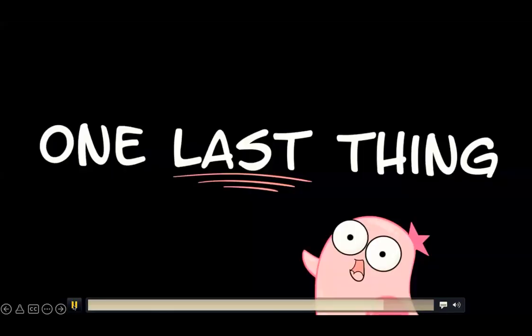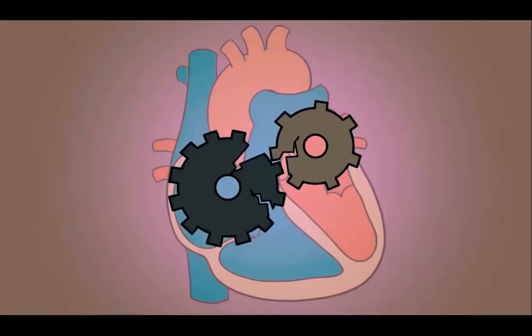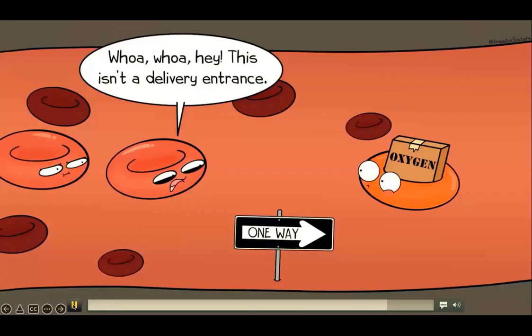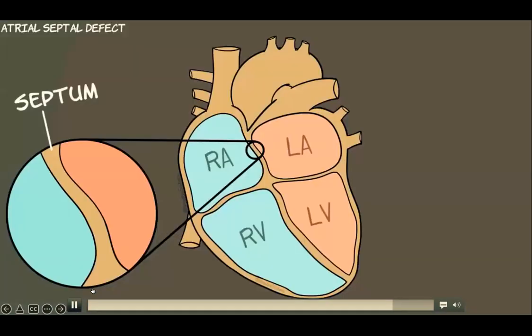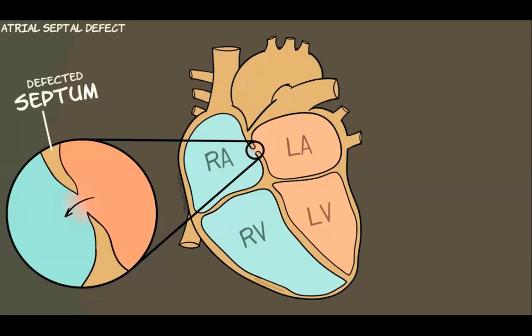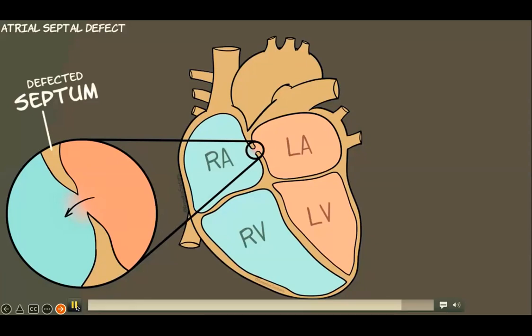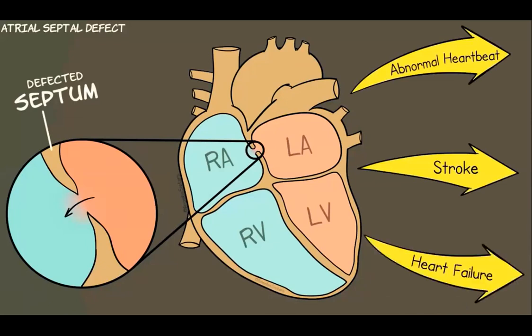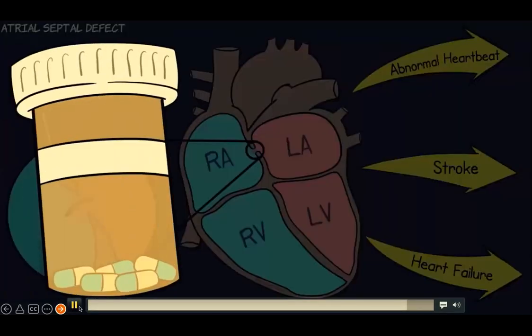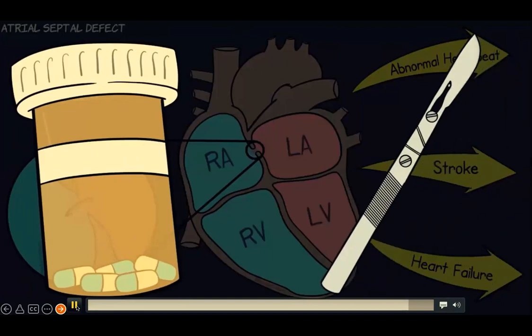One last thing. There are many conditions in which the heart doesn't function correctly. Anatomically, some heart conditions change the pathway flow of blood. One example that we had mentioned before is an atrial septal defect. The septum is the muscular wall that separates the right and left side of the heart. So a septal defect could mean an opening, and oxygen-rich blood could mix with oxygen-poor blood. Depending on the size, this can cause further problems, such as an abnormal heartbeat, stroke, or potentially heart failure in severe cases. Some medications can help the symptoms, or surgery can be an option.